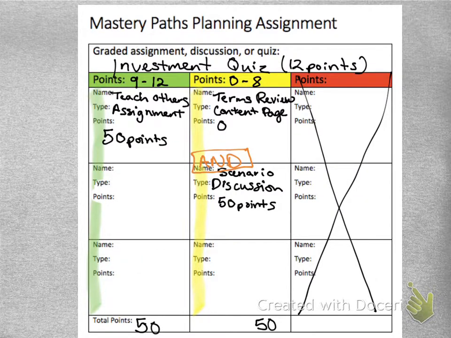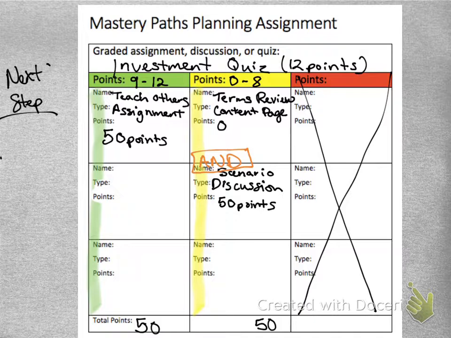When students go to complete this assignment, they will only see the assignments that are in their mastery path. So if I scored a 7 on my quiz, I will only see the terms review and the scenario discussion. I will not be able to see this Teach Others assignment. And if I score a 12 on my quiz, I will only be able to see the Teach Others assignment and not the terms review and the scenario discussion.